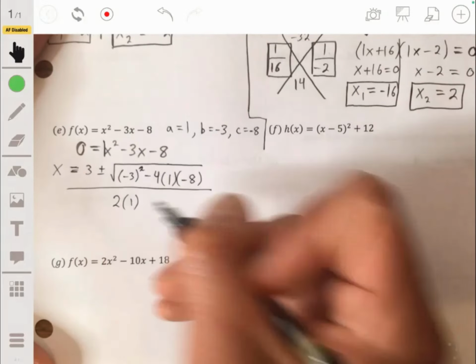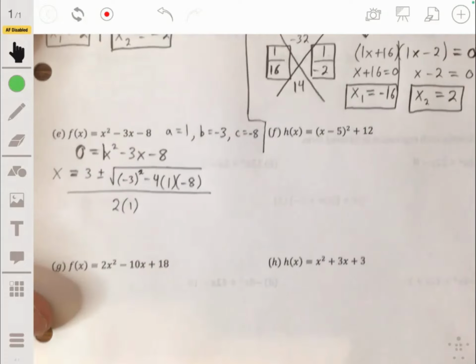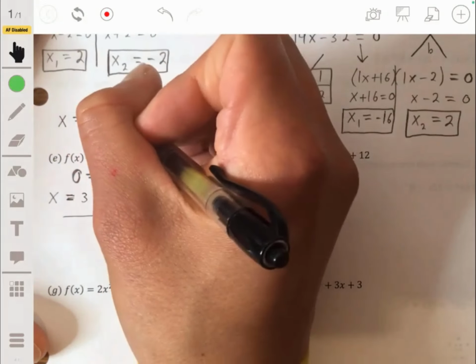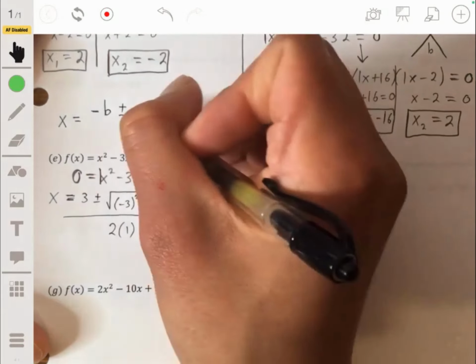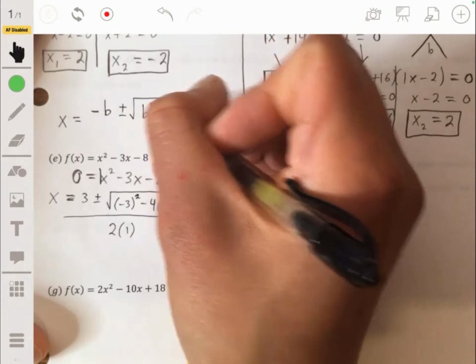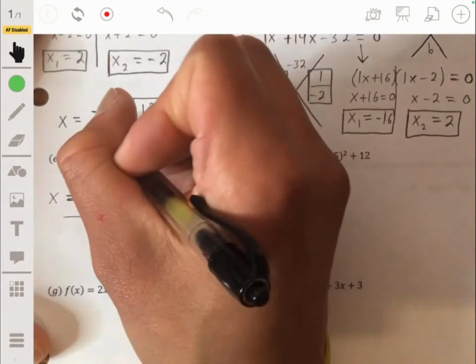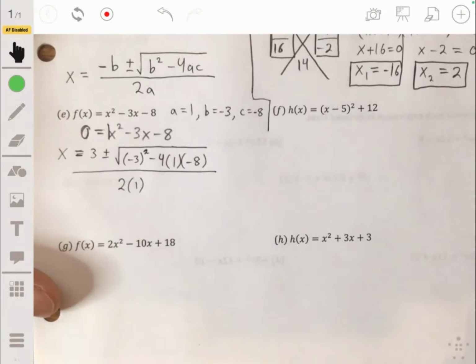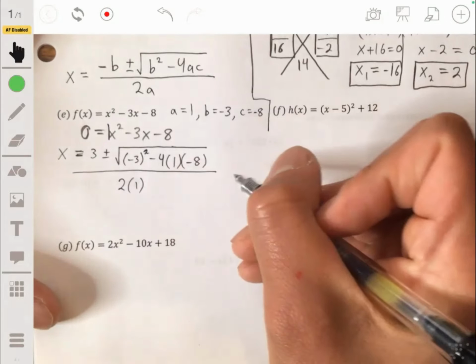I'm going to write it up here just in case you need a refresher. So negative b plus or minus the square root of b squared minus 4ac all over 2a. And then it really just comes down to simplifying this.